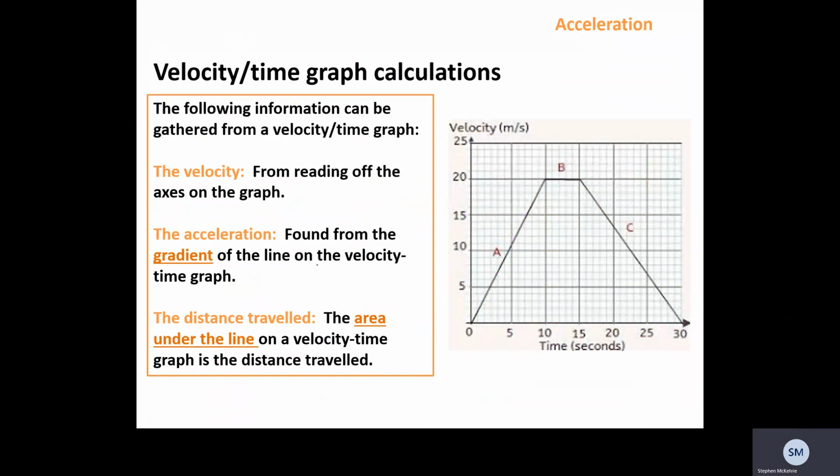Acceleration is found from the gradient of the line. Now remember, the gradient is the difference in y divided by the difference in x.